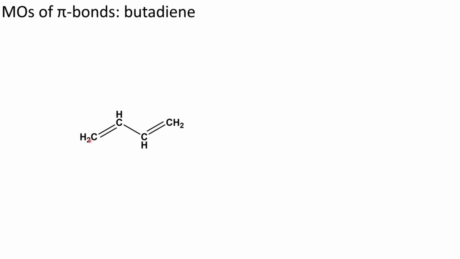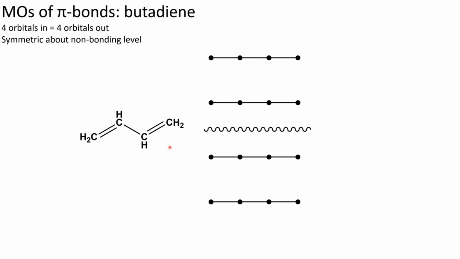Next, we'll look at butadiene. It's a 4-atom system with 2 pi bonds. The number of atomic orbitals in must equal the number of molecular orbitals out. So each individual carbon atom is going to bring along a p orbital and an electron. So that's 4 atomic orbitals, which means we need 4 molecular orbitals. How do we draw that picture? Again, they must be arranged symmetrically about the non-bonding level. That means we'll have 2 more stable orbitals and 2 less stable orbitals: 2 bonding orbitals and 2 antibonding orbitals.